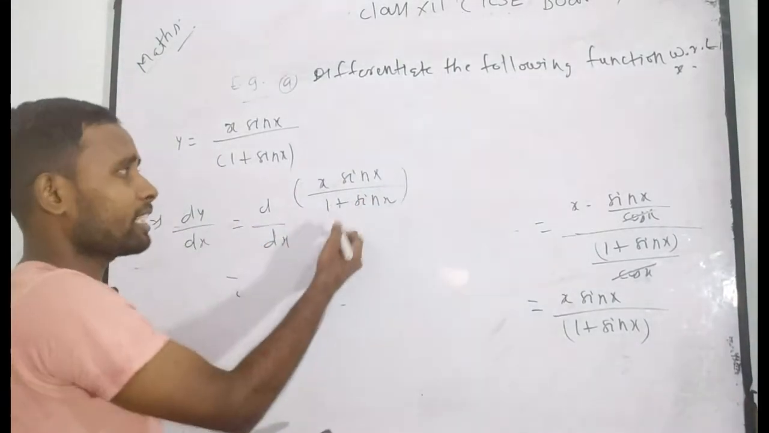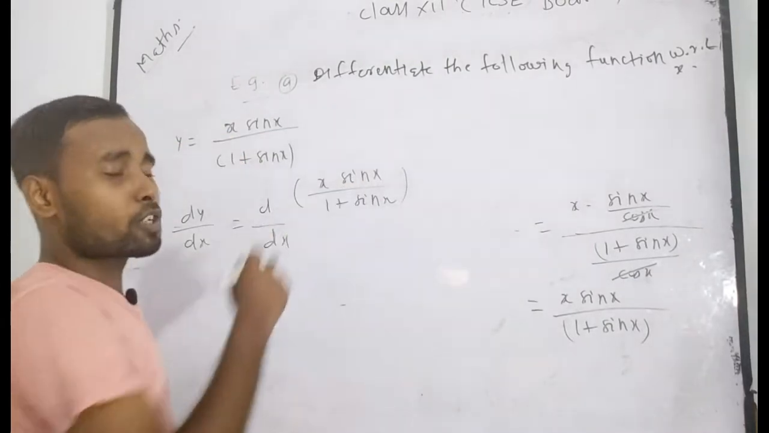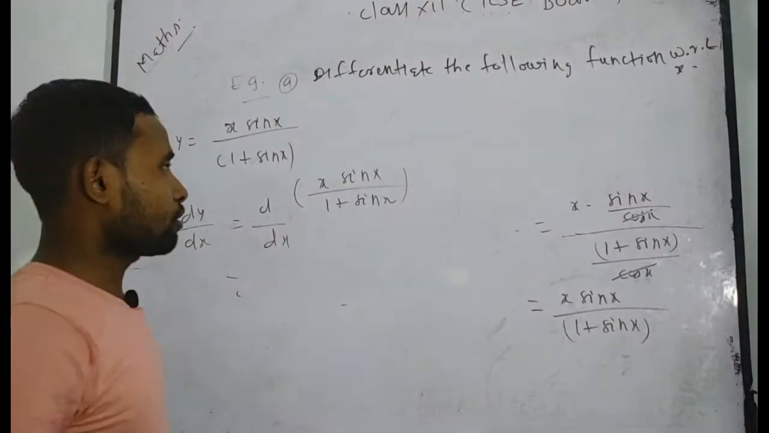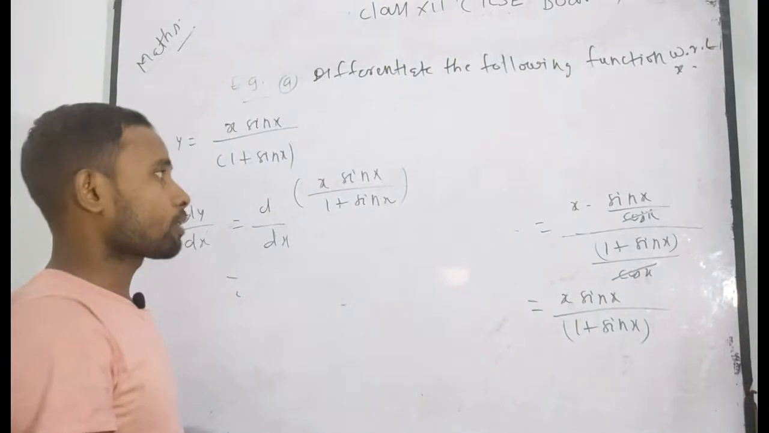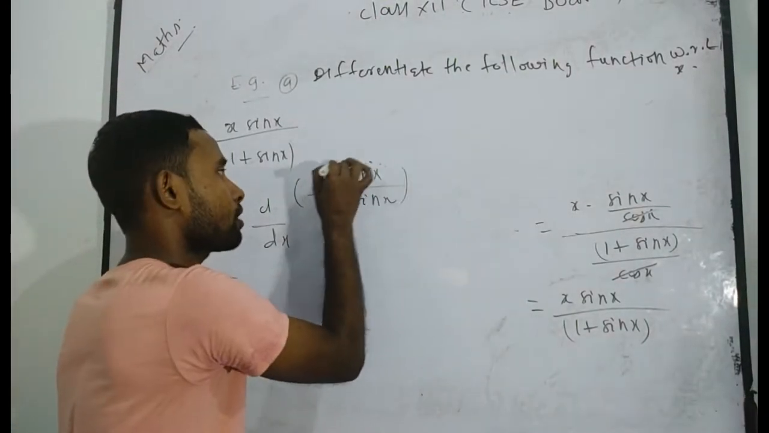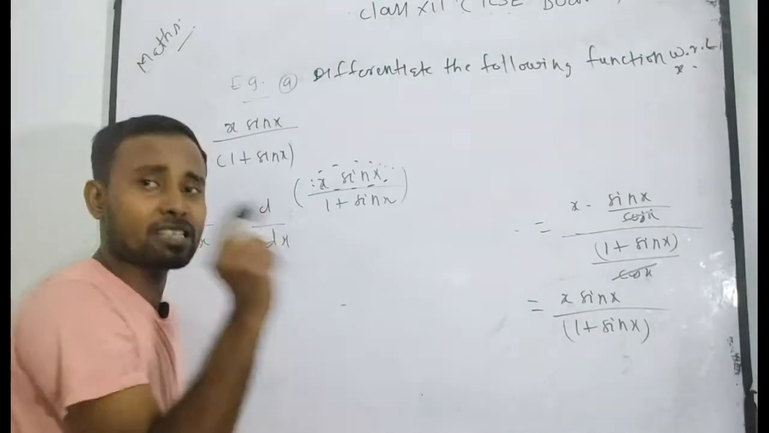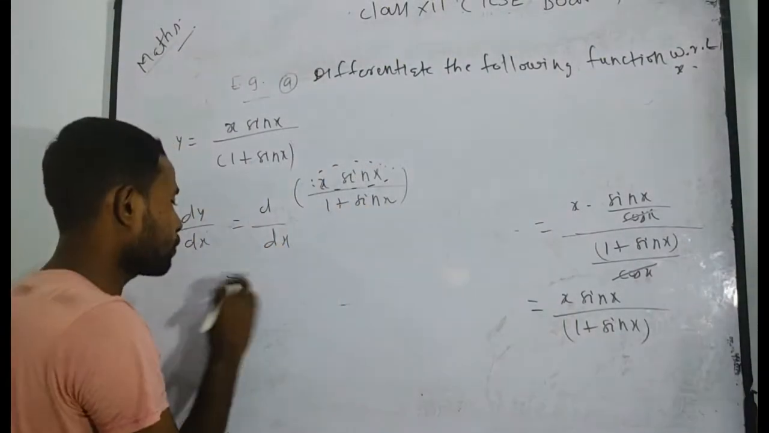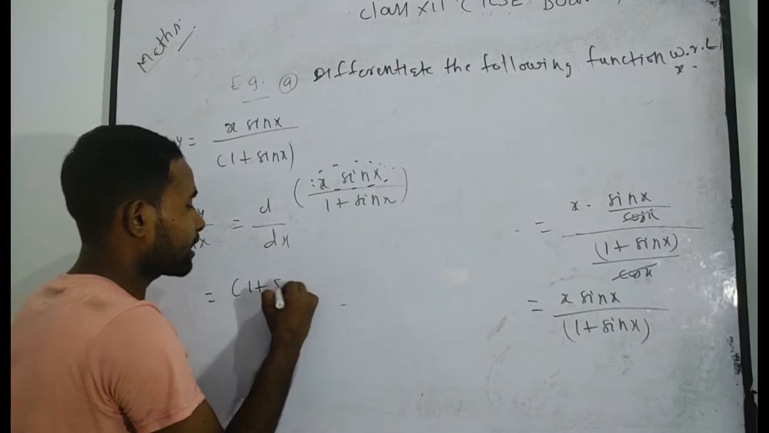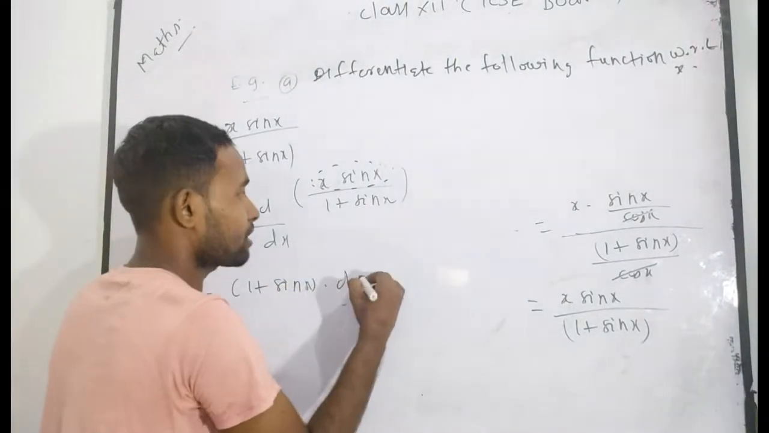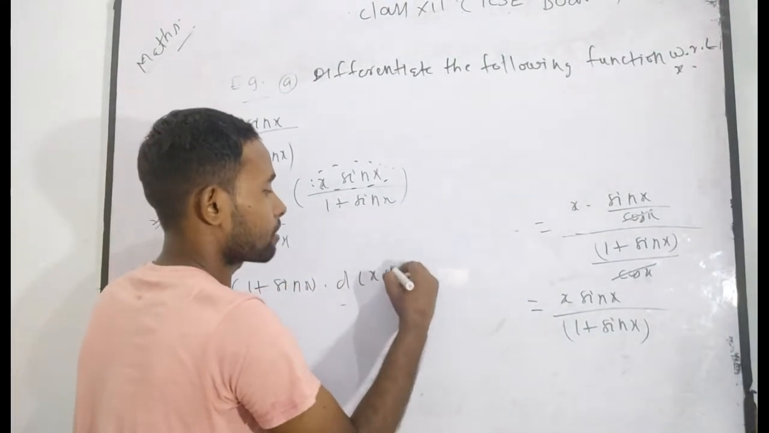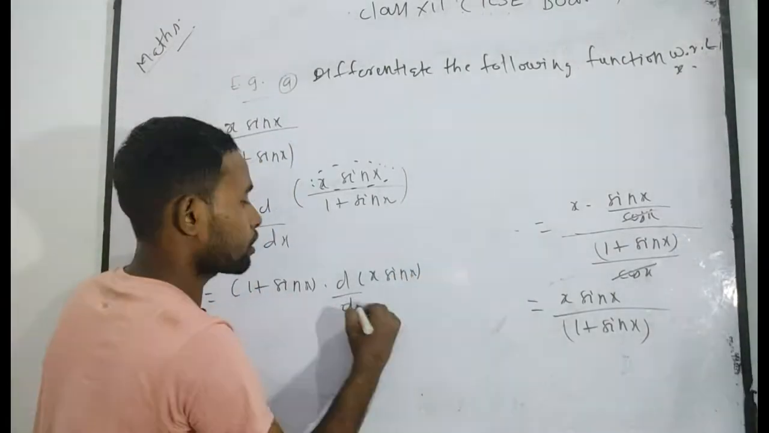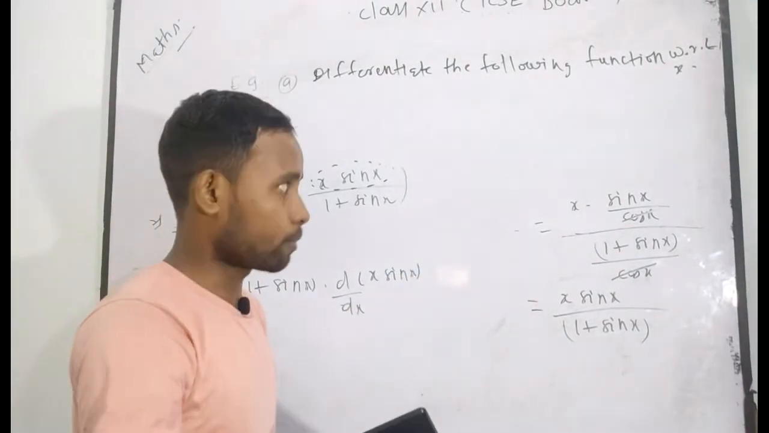Now, as you see here, this is in quotient form. Can you differentiate directly? Using what? First of all, suppose this function is a single function, just like f(x) by g(x). In that case, how can you solve? First of all, we have to take g(x) outer and differentiate f(x) with respect to x. Have you understood?